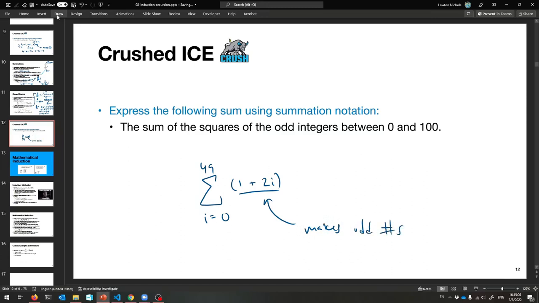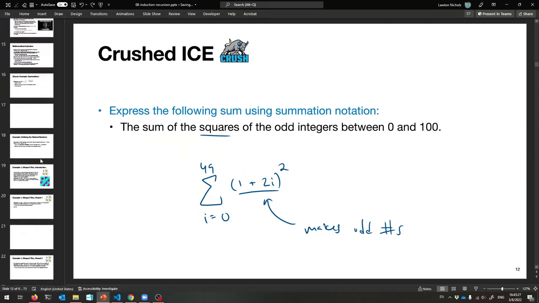The rest is now we need to just square them, right? The sum of the squares of the odd integers. So there you go. See that? So here we found all the odd numbers, square them, add them together between 0 and 100. Kind of like a for loop. Cool, huh? So that is the answer. Hopefully you got that. Please yell at me if you have any questions about it.